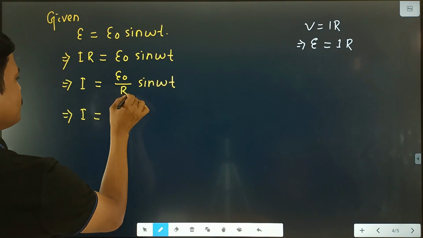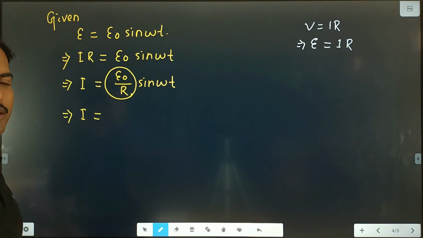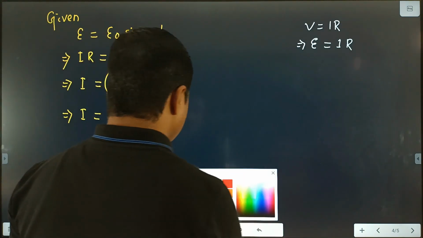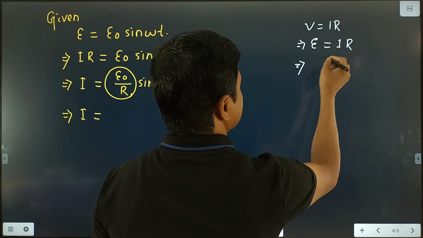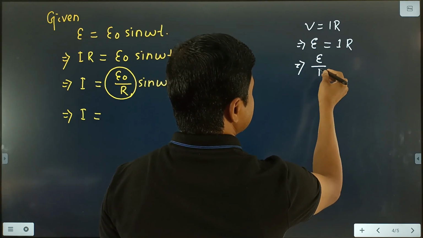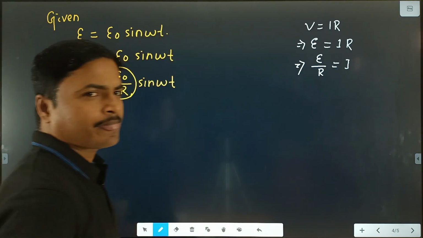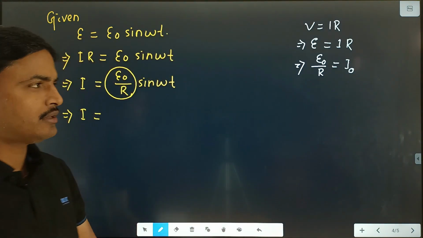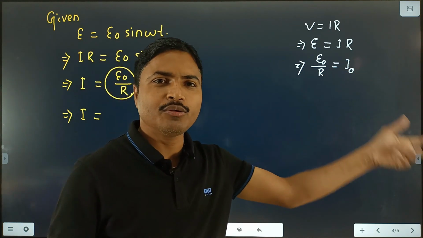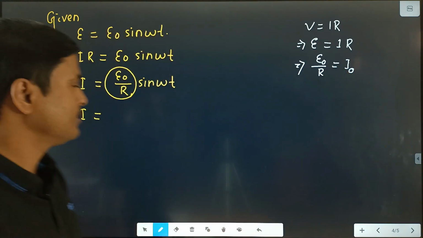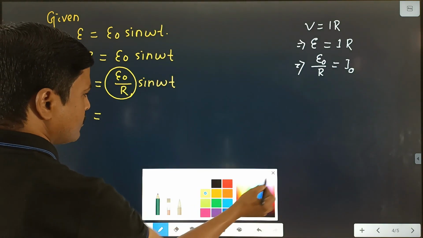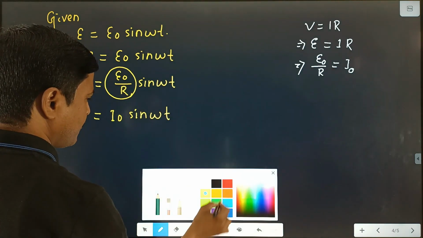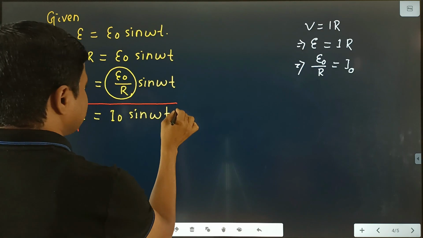That implies I is equal to, what is E0 by R? E0 by R, that is the peak value of current from this expression. Here also I write, that implies we take R to the left hand side, this is E by R is equal to I. If in place of E we write E0, in place of I we write I0. That means in place of E0 by R simply we write I0. This is the peak value of current. So in place of E0 by R we write I0 sin omega t, and this is the expression of instantaneous alternating current.